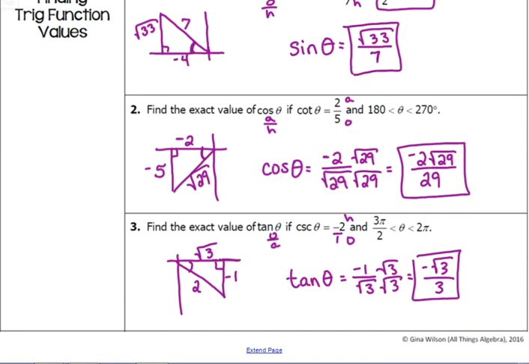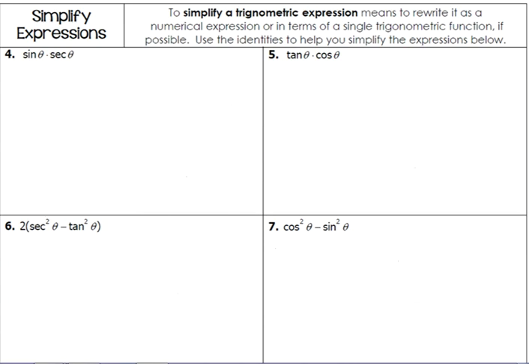All right, let's flip over to the back. Now, this is what truly trig identities are, okay? We are going to simplify some trig expressions. That means to rewrite it as a numerical expression or in terms of a single trig function if possible. So it's not always possible to get it down to just one trig function, but as much as possible, we want to try and simplify it.